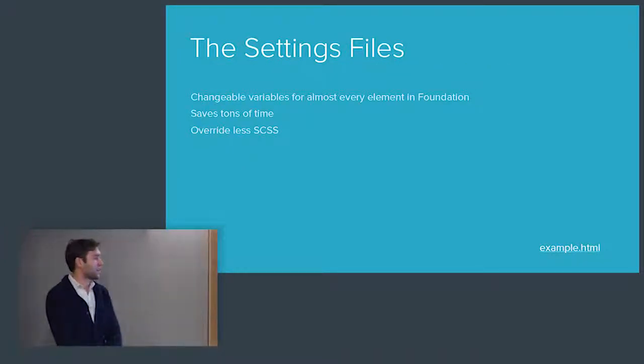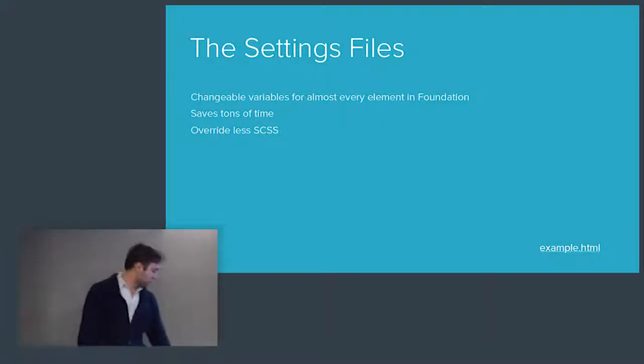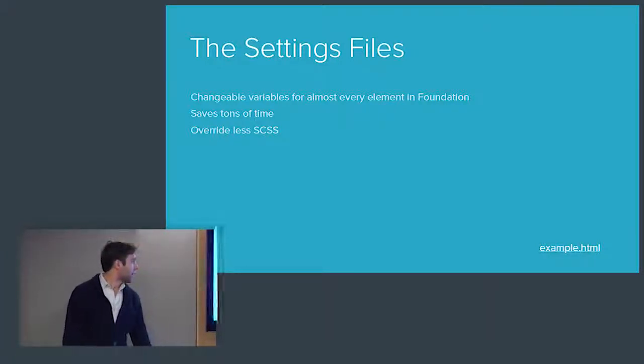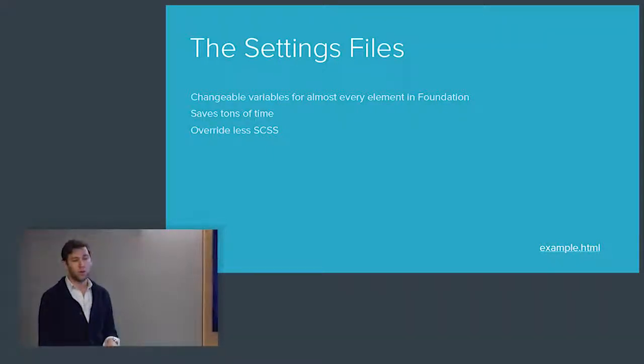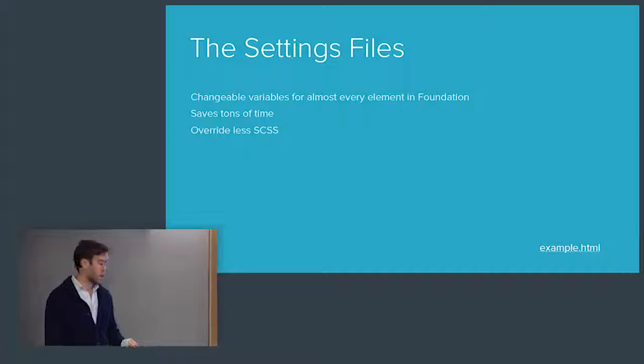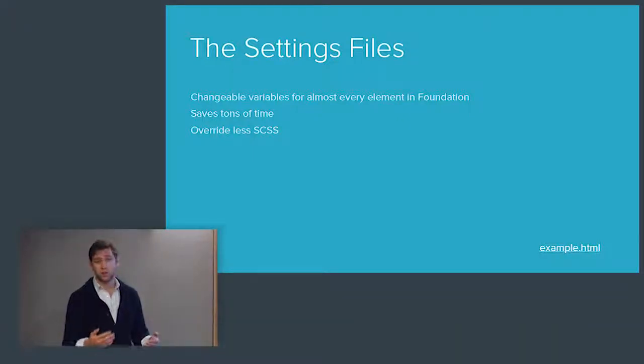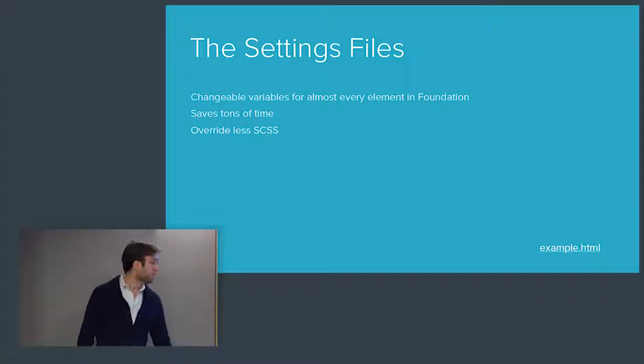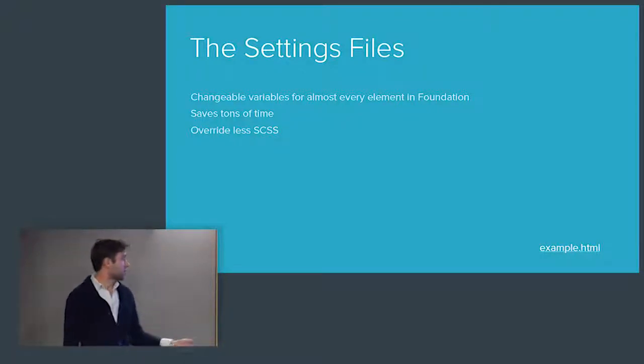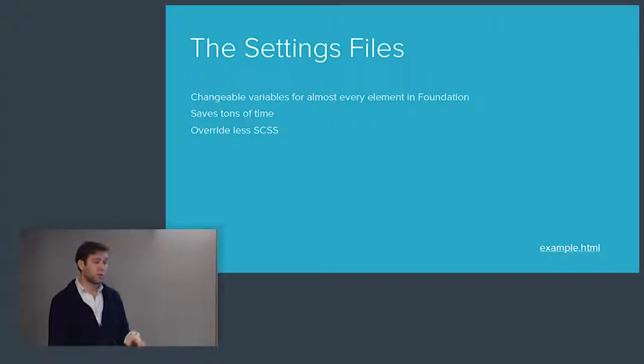All right, the first Sass thing we're going to look at in Foundation is the settings files. So the settings files contain changeable variables for almost every component, every element in Foundation. It saves a ton of time because you can go into this file and change values, change settings of predefined variables without writing any SCSS. So it's a great way to right away go in and change things and get a fairly customized look without hardly writing any SCSS. It also helps you override less SCSS because rather than writing your SCSS directly, you're just overriding existing variables.